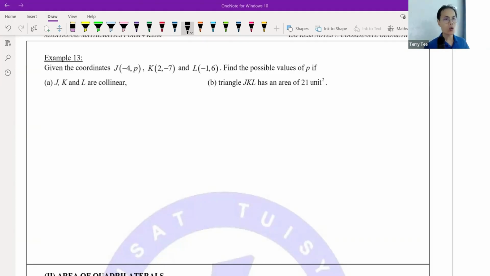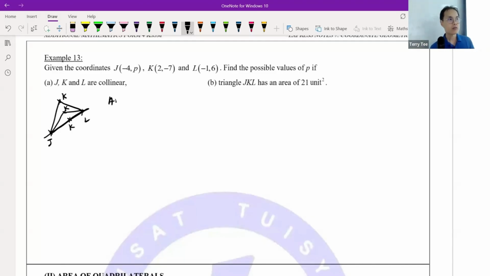Now remember, what is collinear? Collinear means all 3 points lie on a straight line. So I'm just going to do a rough sketch. Let's say this is J, K, L. It will have a certain area. But if I move point K over here, the area of the triangle becomes smaller. And if I put point K exactly on line JL, then what happens to your area? Everybody, what happens to your area?